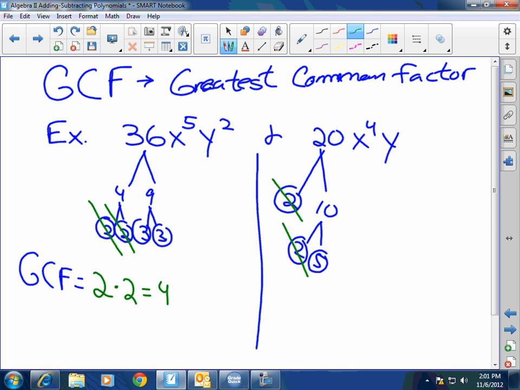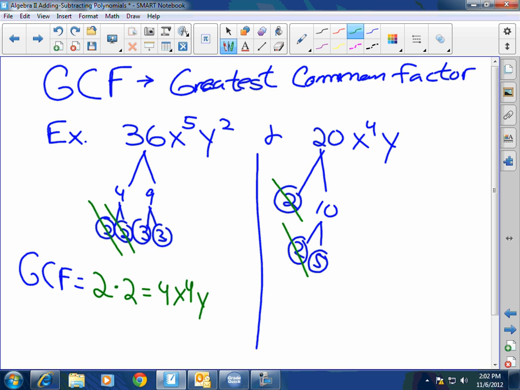Now, you want the easy way to get the GCF of variables or the hard way? Okay, you ready? Whenever you're asked for the GCF of variables, you choose the lowest degreed variable. So who has the lower degree? X to the fifth or x to the fourth? So x to the fourth. Who has the lowest variable, y squared or y? Y. You're done.